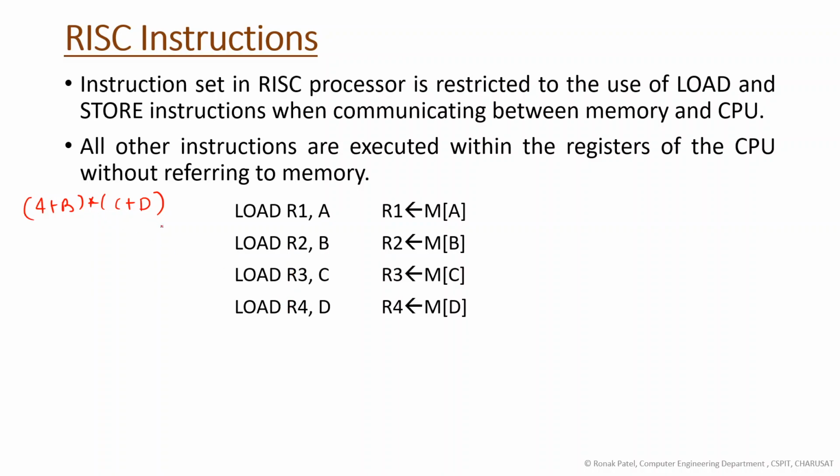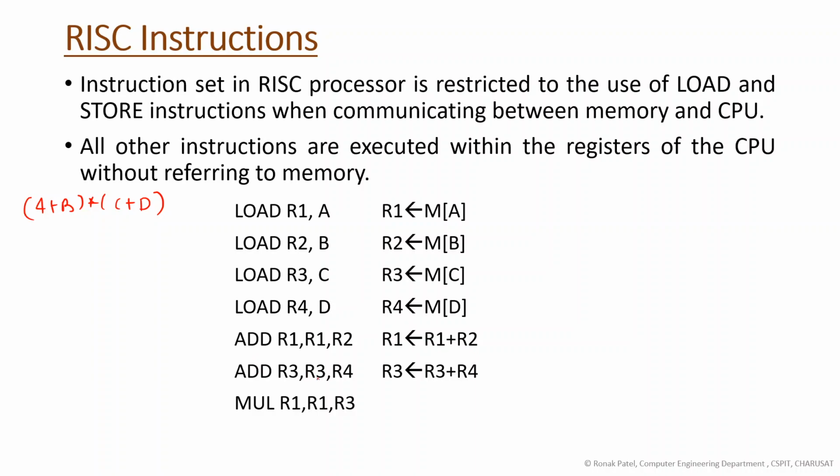So now we have this data in registers R1, R2, R3. Now perform the operation. First is add R1 comma R1 comma R2. This will perform this operation. Then add R3 comma R3 comma R4. So R3 plus R4 and the result will be stored in R3. First result is in R1, second is in R3. Just perform the multiplication operation, that is mul R1 comma R1 comma R3. So this multiplication will be performed and the result will be stored in R1.